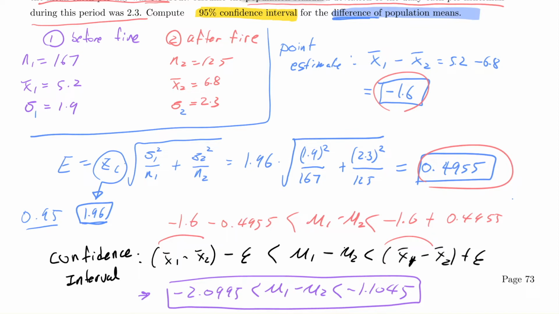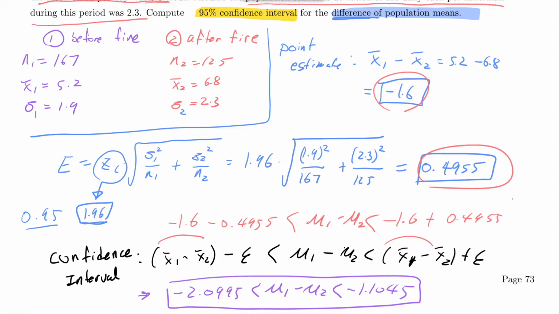The structure is very similar in all these confidence interval problems. We always find the point estimate, find the margin of error, and add and subtract the margin of error. And interpreting a confidence interval is very similar. We're 95% confident that the difference in population means is between these two numbers.